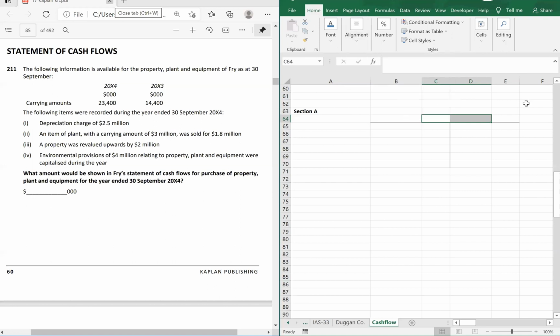T account. Now, I'm not going to make a property, plant, equipment cost account. I'm directly going to make a net book value account, because I have the carrying amounts. I don't have the cost and accumulated depreciation separately. So I'll just make the net book value account. The balance brought forward for net book value is 14,400. Balance carried forward is 23,400.